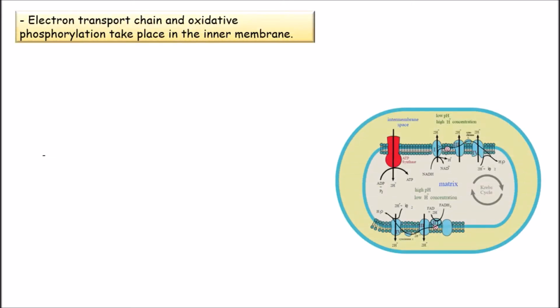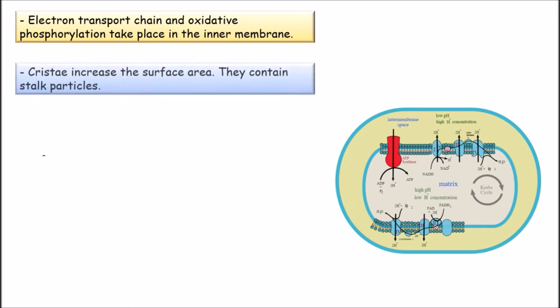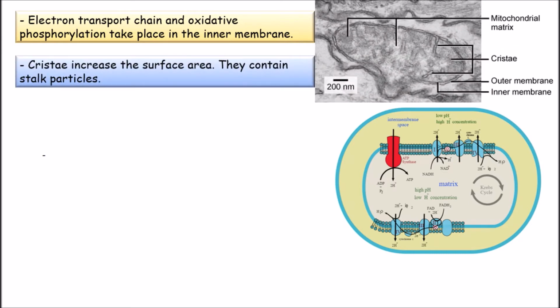There are few types of proteins in the inner membrane that contribute to the electron transport chain and oxidative phosphorylation which produce ATPs. Inner membrane does not contain porins and is highly impermeable to all molecules. Cristae increase the surface area and they contain the stalk particles. Cristae enhance the ability to produce ATPs.